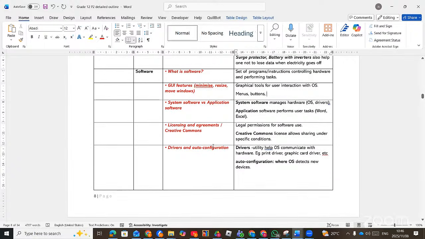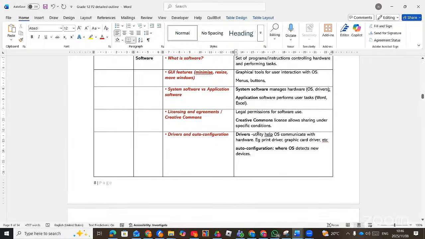Then also the license agreement and Creative Commons. Now, the Creative Commons license is the one that allows people to share specific software or work under certain conditions. For instance, if you go to YouTube and see people's work, you can have access to it, or maybe other software, but there are some conditions that you have to respect, like not sharing the work with other people as if it is your own. You need to take note of that.